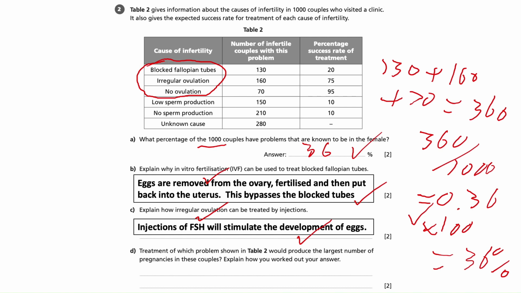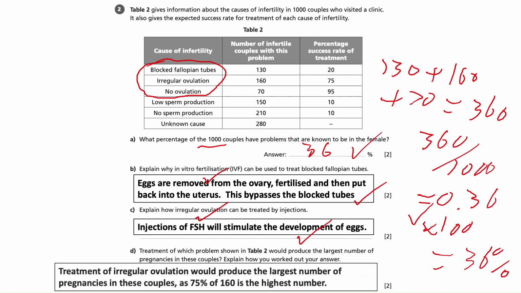Part D. Treatment of which problem shown in Table 2 will produce the largest number of pregnancies in these couples? Explain how you worked out your answer. Okay, so we're looking for essentially what would be the most effective treatment. Now, treatment of irregular ovulation would produce the largest number of pregnancies in these couples. How do we know that? Because if we look, irregular ovulation has got a high number of couples affected, and also the percentage success rate is by far the highest also. Therefore, combining those 2 ideas together would give us the greatest number of pregnancies.